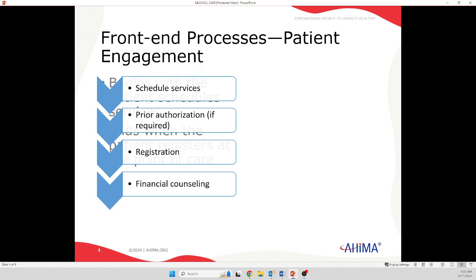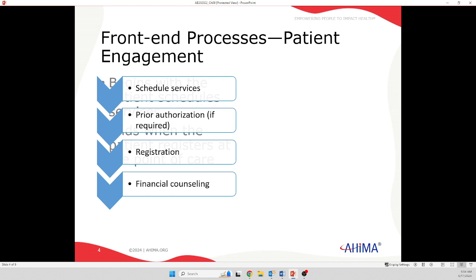So our next slide, and it's kind of covering up a little bit, but I'm going to tell you what that says. It tells us the parts that are under the front end, and you need to know those parts. They are scheduled services, prior authorization if required, registration, and financial counseling. This is all of the pieces and parts that occur during patient engagement.